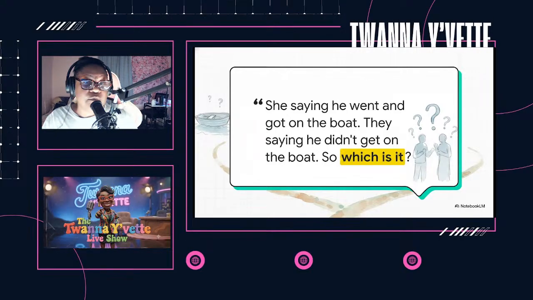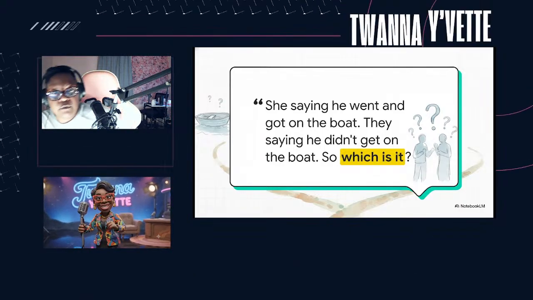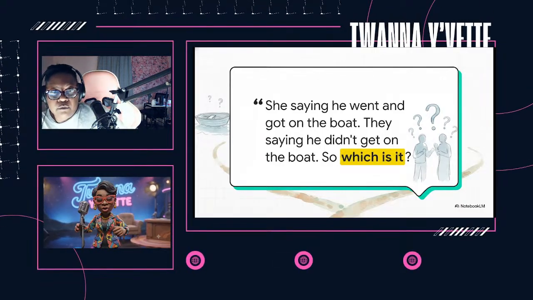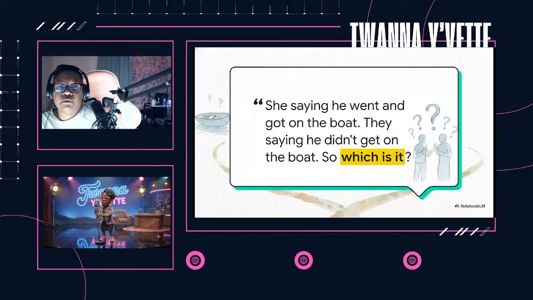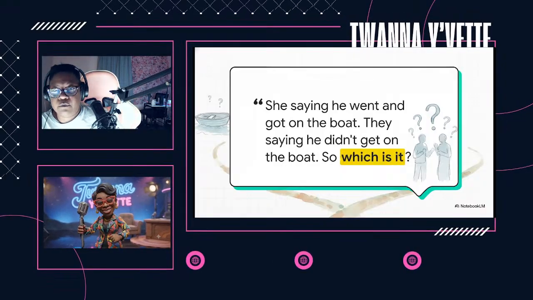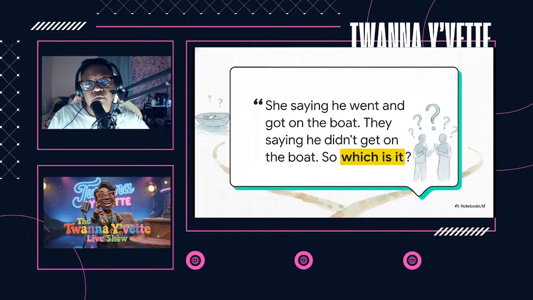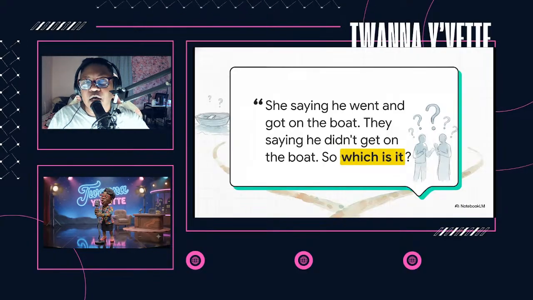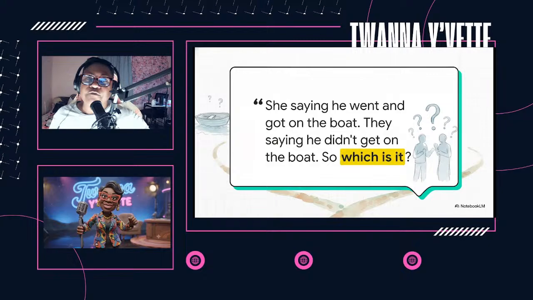Prominent civil rights attorney Ben Crump, who the Wells family actually retained to conduct an independent investigation, powerfully distills the entire problem right here. She's saying he went and got on the boat. They saying he didn't get on the boat. So which is it? It's this one massive unanswered question that has driven the family to push back so hard against the initial narrative of just a simple accidental drowning.